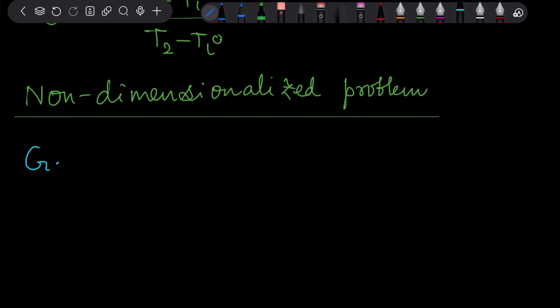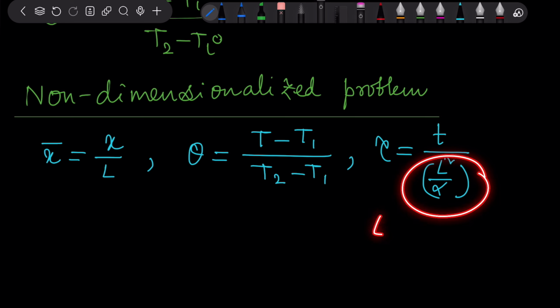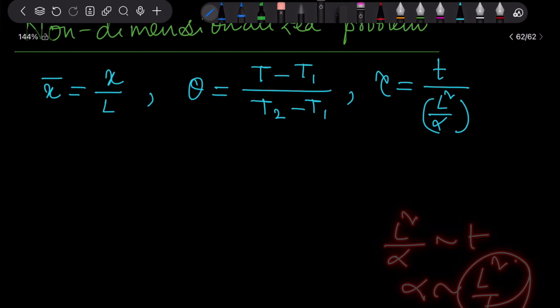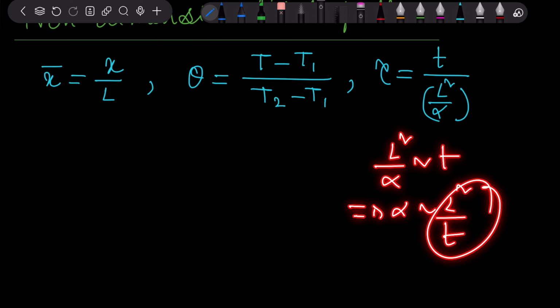So the governing equation was, okay, first let me write the non-dimensionalized variables. This was x by L, and this theta was t minus t1 by t2 minus t1, and my tau is t by t ref, and t ref was L square by alpha. Okay. So here you see one very interesting thing: this L square by alpha must have the dimension of time, right? So if it has the dimension of time, that means alpha should have the dimension of L square by t. I was telling that I don't recall the dimension or the unit of alpha. I can find it from this, that is alpha is equal to L square by t, that is meter square by second.